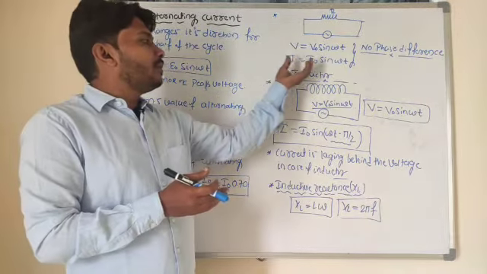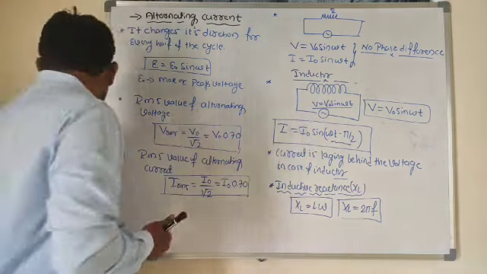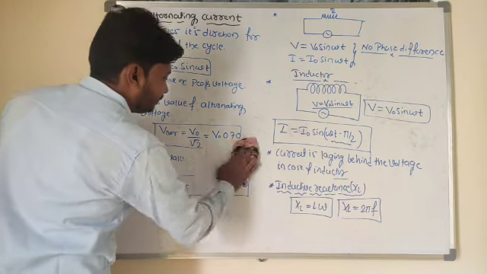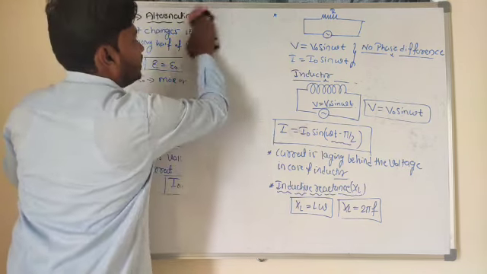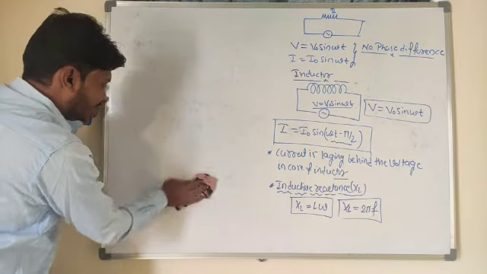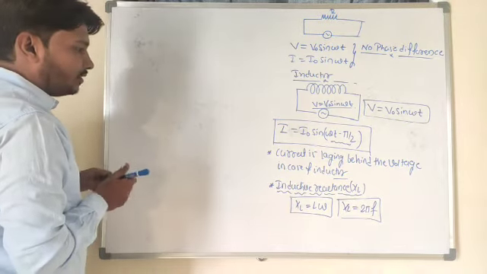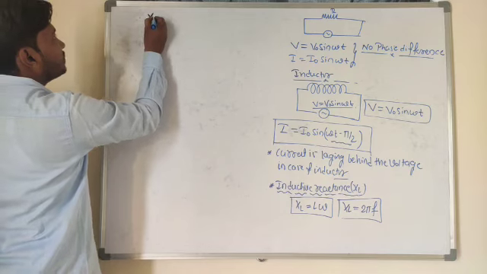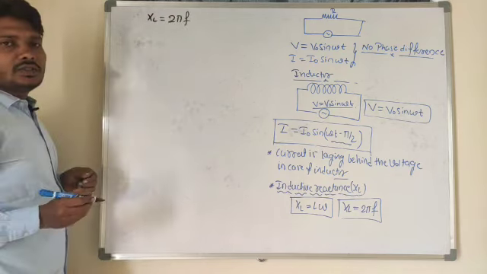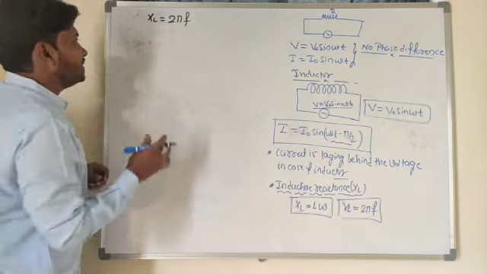So how much opposition is offered by the inductor for AC current and for DC current, I can understand here. Next we'll look at whether the inductor allows AC current or DC current, which I can understand from the concept of inductive reactance. What is the value? X of L is equal to 2 pi F. For DC current, what is the frequency? For DC current, the frequency is 0.